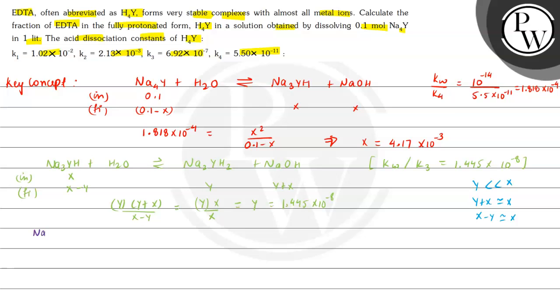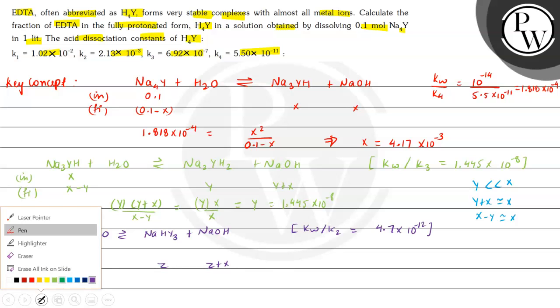Similarly, moving forward, Na2YH2 plus H2O will be in equilibrium with NaH3Y plus NaOH. Here we will find the value of Kw divided by K2, which will be equal to 4.7 multiplied by 10 raised to power minus 12. In this case, initial was Y, so final will be Y minus Z, and here we will have Z, and NaOH will be Z plus X plus Y, which was almost equal to X. So this will be Z plus X.